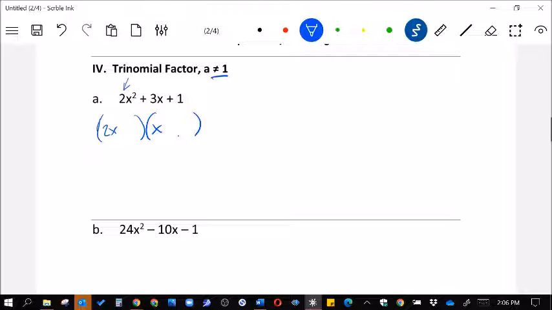So what I want to show here is using this diamond method. On the top, it's going to be a times c. So we're going to multiply to get what is a times c, which is 2 times 1. And on the bottom, it's going to be b. We're going to add to get the number 3. So we need two numbers that multiply to 2, like 2 and 1, and that will add to 3. So that's relatively easy in this case, 2 and 1. They will multiply to 2, and they will add up to 3.